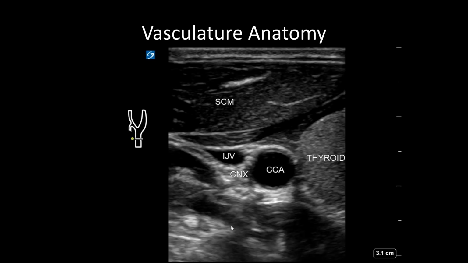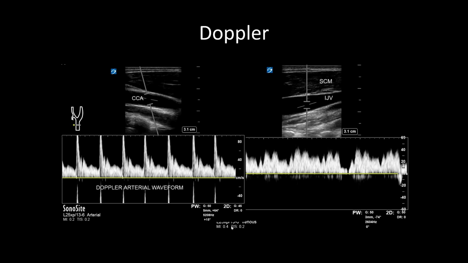Just to review some anatomy, the thyroid will be medial, and then moving lateral, we will see the carotid artery and the internal jugular vein with the SCM just anterior to it in the near field. If you are unsure what you're looking at, you may place pulse wave Doppler over the vessel to determine if it is arterial or venous.